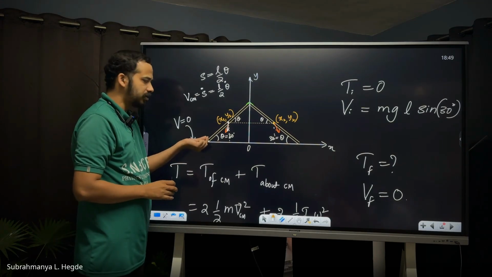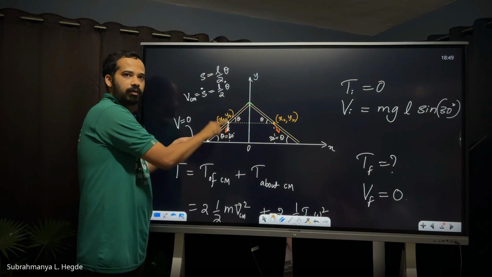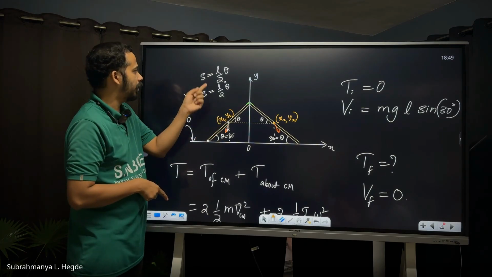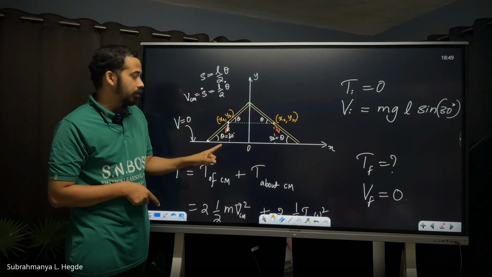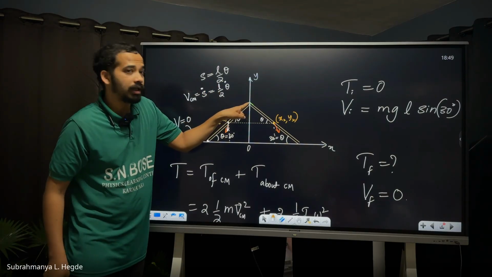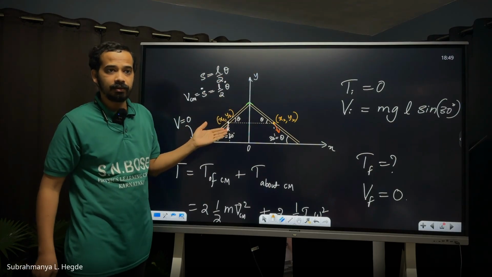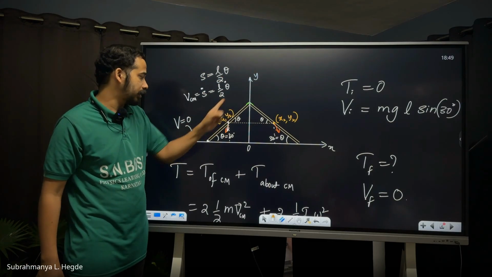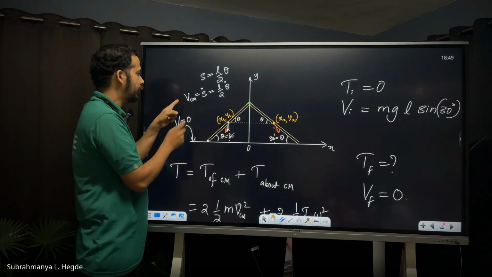If I take that this is my point about which it is rotating, it is L by 2 theta dot. I'm locating VCM, I'm not locating the hinge. Okay, the hinge I will take care of later. That is where the mistake happened. Are you getting my point?